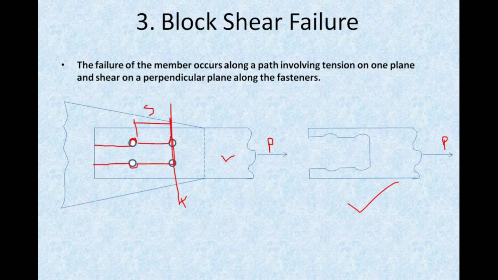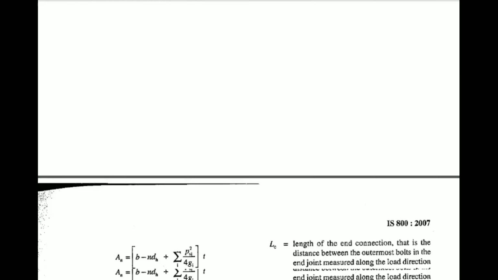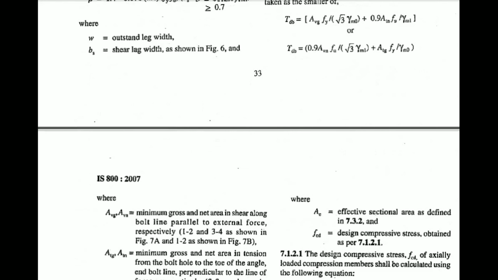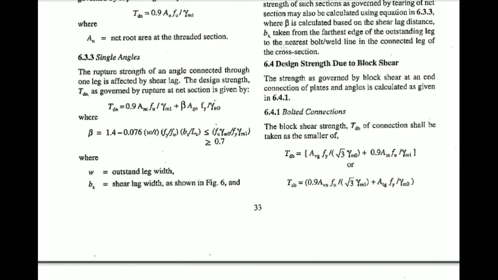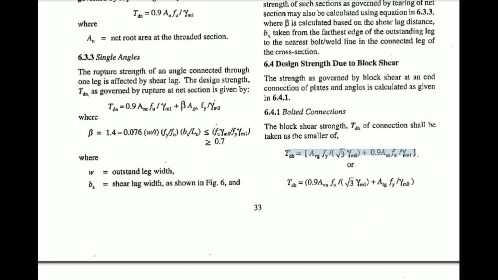You can also see this in your clause number 6.4, page number 33, how to find out the block shear strength. If you have to calculate that, you see here, page number 33, clause number 6.4, the design strength due to block shear. So here Tdb is your design strength. How can we calculate the block shear strength? By the smaller of these two. If we find the smaller of these two, it will give us the block shear strength.